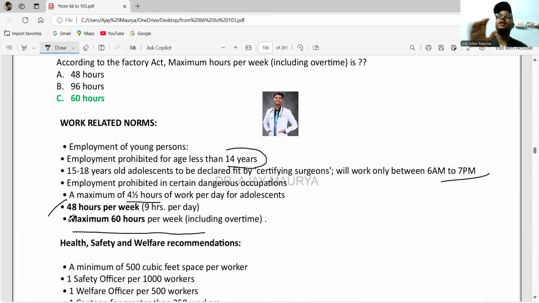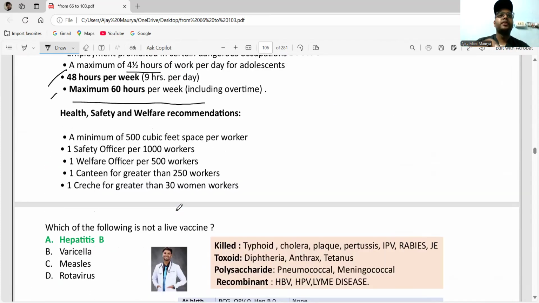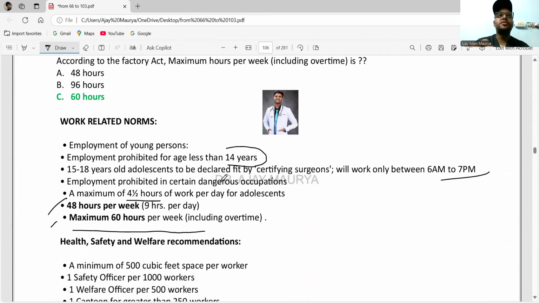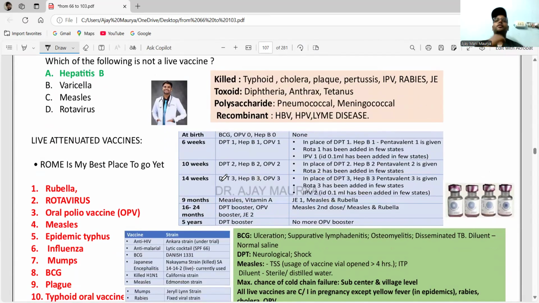Maximum hours per week, including overtime, is 60 hours, but the maximum for 9 hours per day is 48 hours per week. This is what they are going to ask in the exam. Remember this one, these are most important. From vaccines, they are going to give one MCQ.